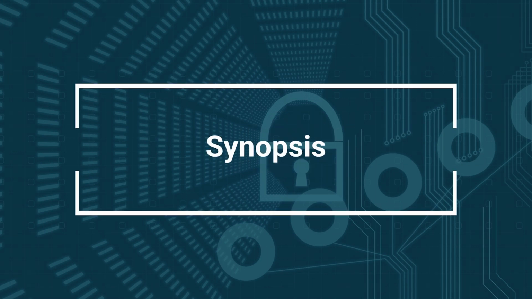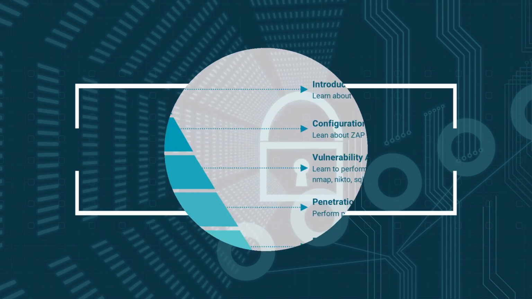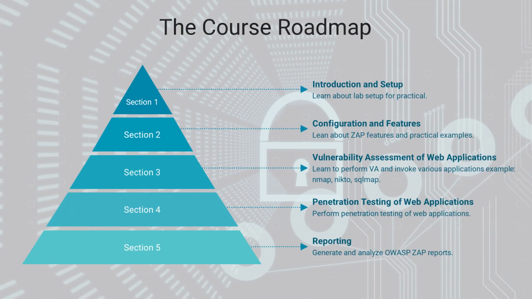Now let's learn what we are covering in this course. So we have divided this course into 5 different sections. In section 1, we are going to set up the lab for the practicals, as this is a complete hands-on practical course. In section number 2, the configuration and features, we are going to learn about the various features of OWASP ZAP like scanning, spidering, etc. And I'm going to show you the features with the help of practical examples.